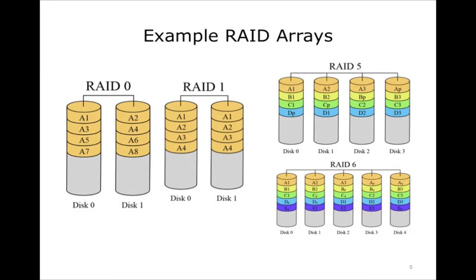RAID 5 and RAID 6 images show files 3 blocks in size distributed across multiple drives, but with one parity block for RAID 5 and 2 parity blocks for RAID 6. In all cases except RAID 0, you can see how the removal of any one disk, or 2 disks for RAID 6, still leaves all the blocks necessary to reconstruct all data in the array.